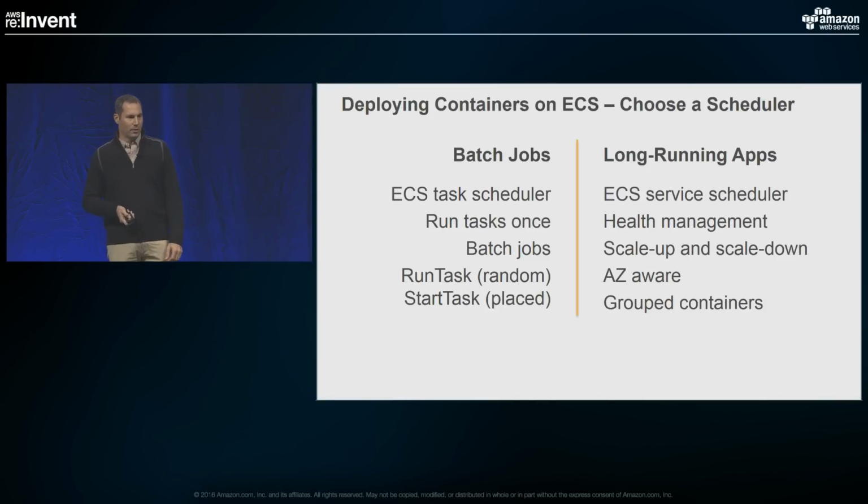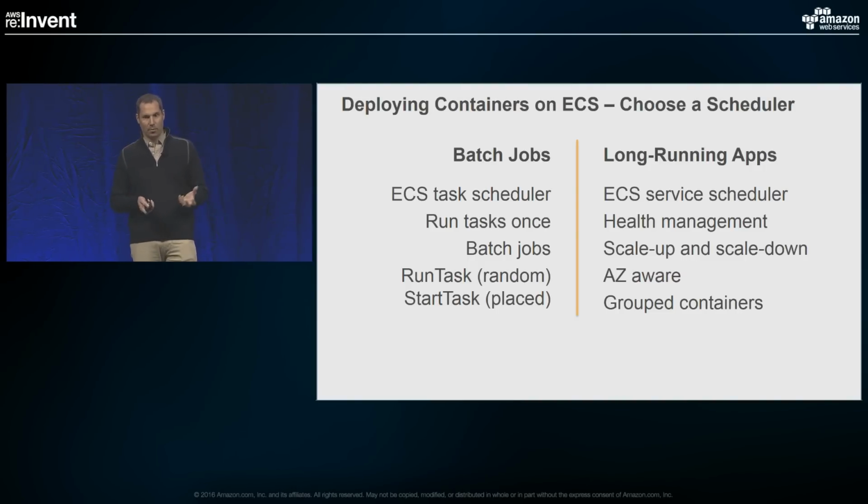We talked a few slides ago about the types of schedulers that we have with ECS: the task scheduler and the service scheduler. The task scheduler is going to run batch jobs. These are tasks that run once, do some work, and then exit. You have 2 different ways to run these. You can do run task, which randomly places it in the cluster based on the resource requirements of that task def, or you can do start task, which gives you a little bit more control over where it actually runs. For long-running apps, we call these services.